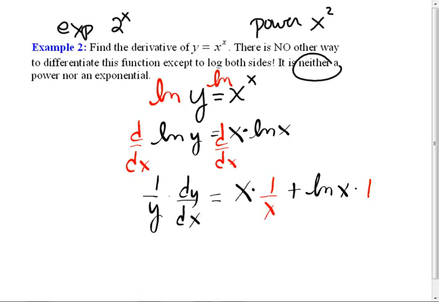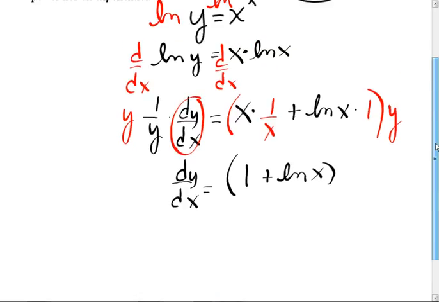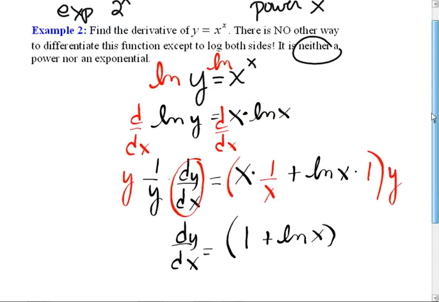We're almost done. What do you have? Yes, this will give us 1. What do you have to do to solve for dy dx? Multiply both sides by y. So the answer is dy dx equals, well, that's 1, right? Plus the natural log of x. What was y? Do you remember? It was x to the x.